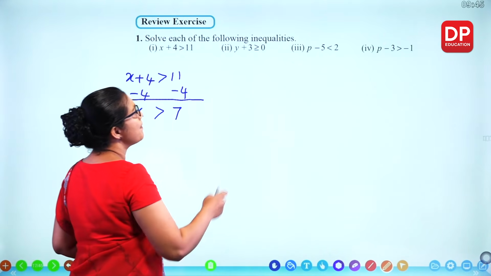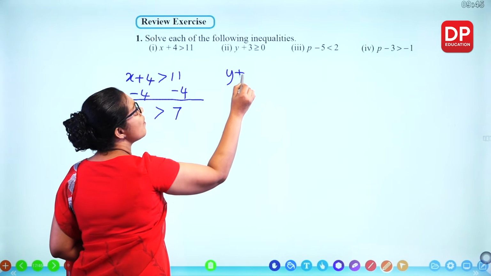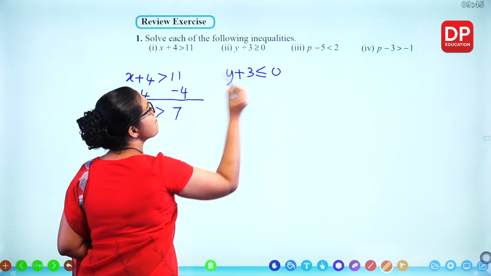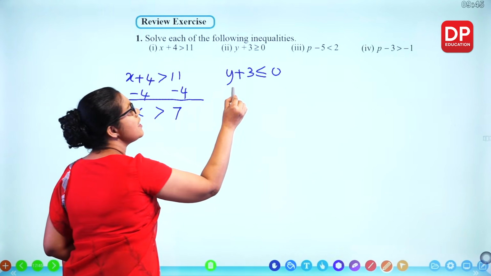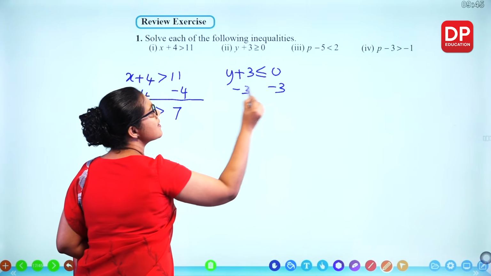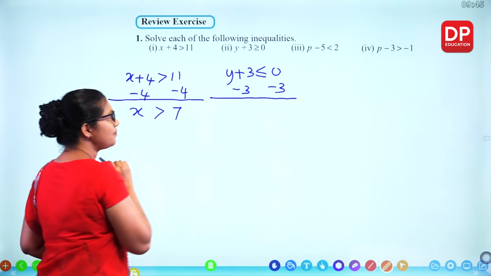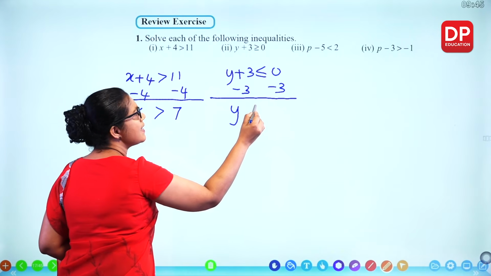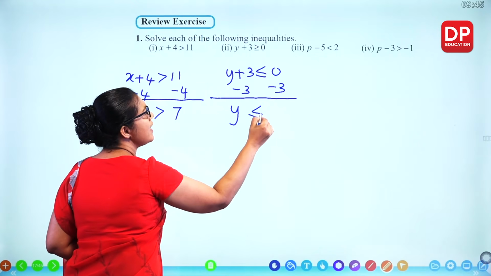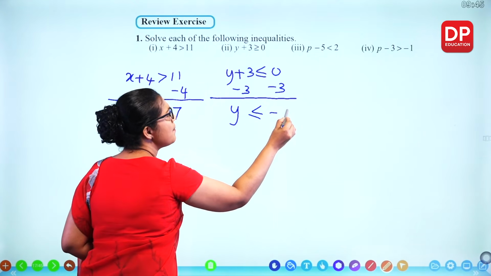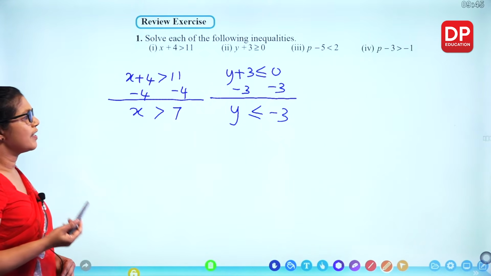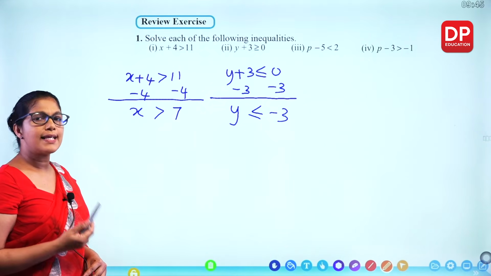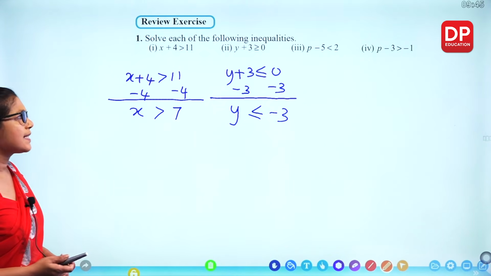What about this one? Take the inequality. Here 3 is there, so we need to get rid of this 3. Subtract 3. So what happens? 3 gets cancelled out. Y is less than or equal to 0 minus 3, which becomes minus 3. So here what's the answer? Y is less than or equal to minus 3.